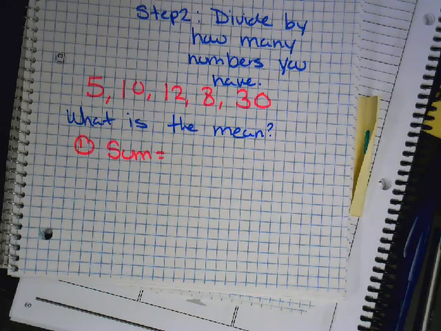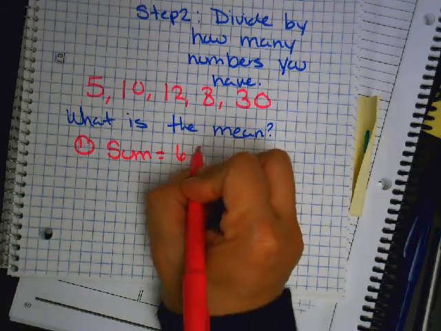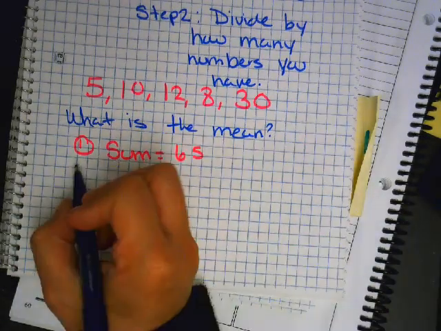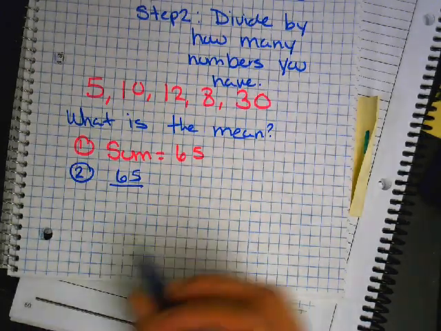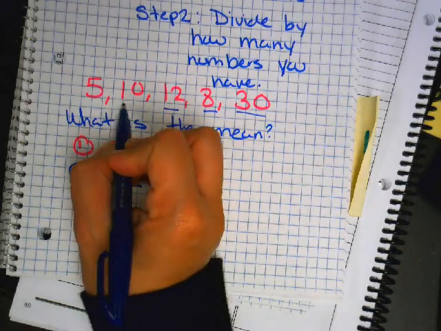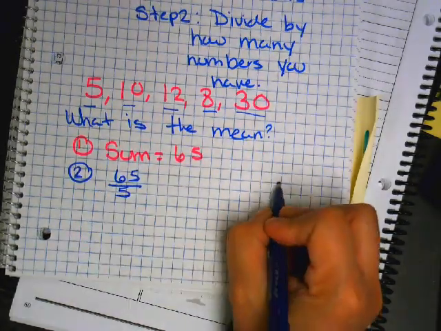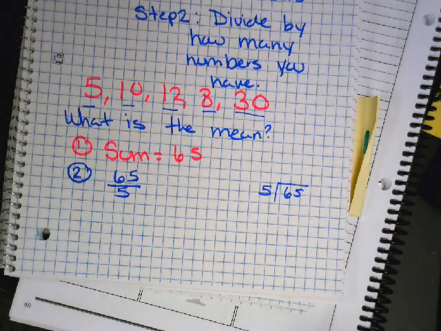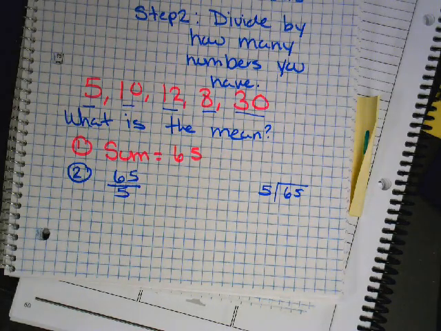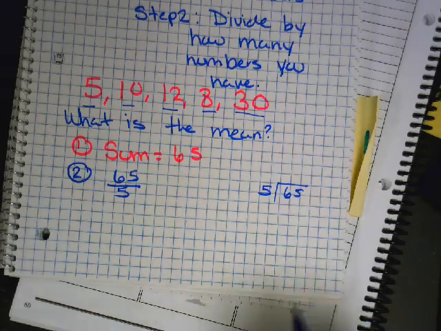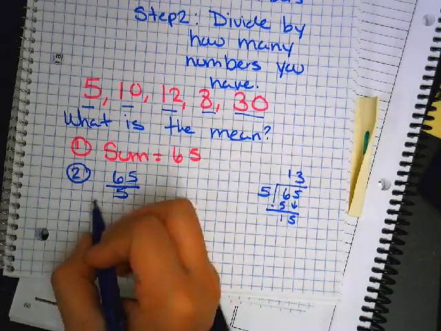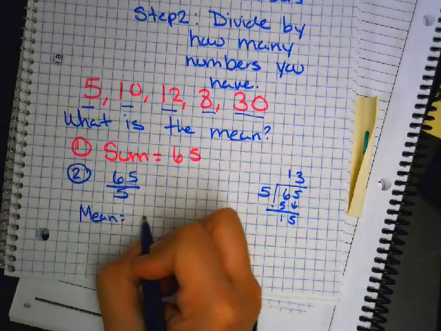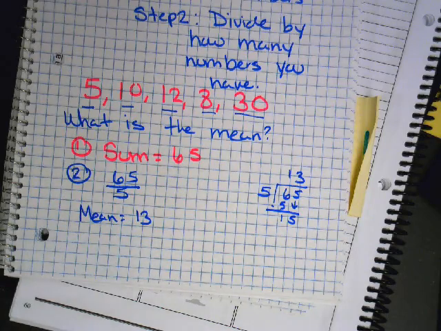65. Very good. So the sum is 65. Is that my answer? Nope. You have to divide it. So step 2 is divide 65 divided by what? 5, because there's 5 numbers. 1, 2, 3, 4, 5. So I'm going to divide this by 5. 65 divided by 5. So the mean is equal to 13. Easy enough?